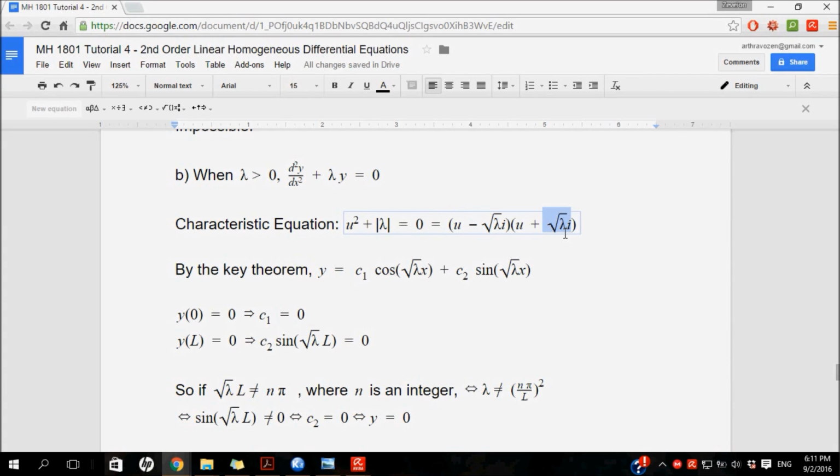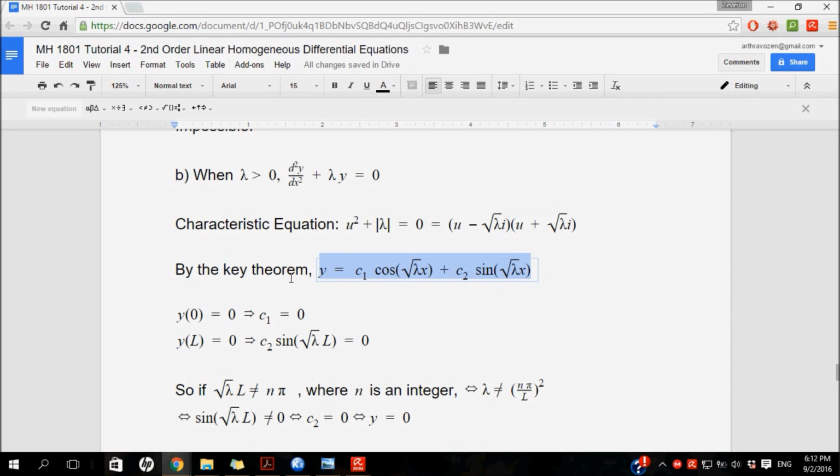So we have to use case number 3 of our key theorem. But notice the real part of both roots is 0. We only have an imaginary part. Therefore, in our formula for case number 3, the exponential term doesn't appear.